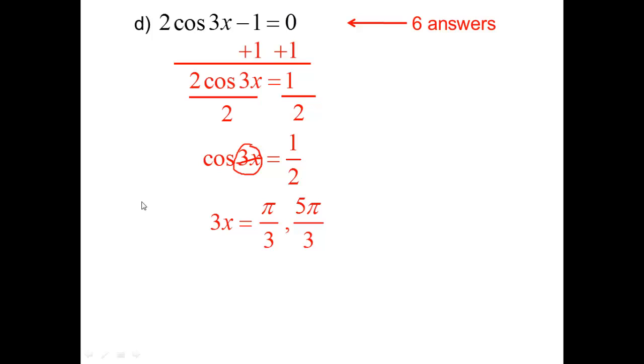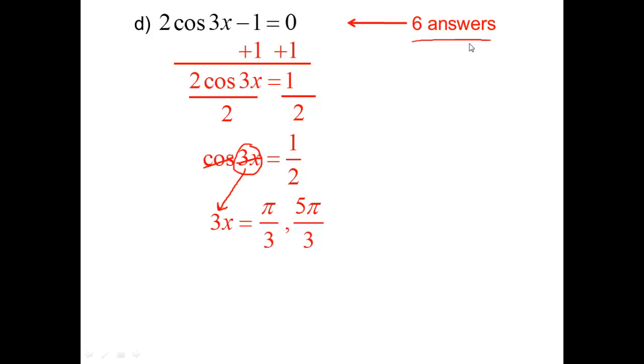And notice, I didn't write x equals pi over 3 and 5 pi over 3. I wrote 3x because I haven't dealt with the 3 yet. It's still there. It should just come on down. The cosine goes away because I'm going to my unit circle. The 3x comes on down, and that's equal to the 2 angles at which the cosine is equal to 1/2. But remember, I needed 6 answers. Right now, I only have 2 answers.